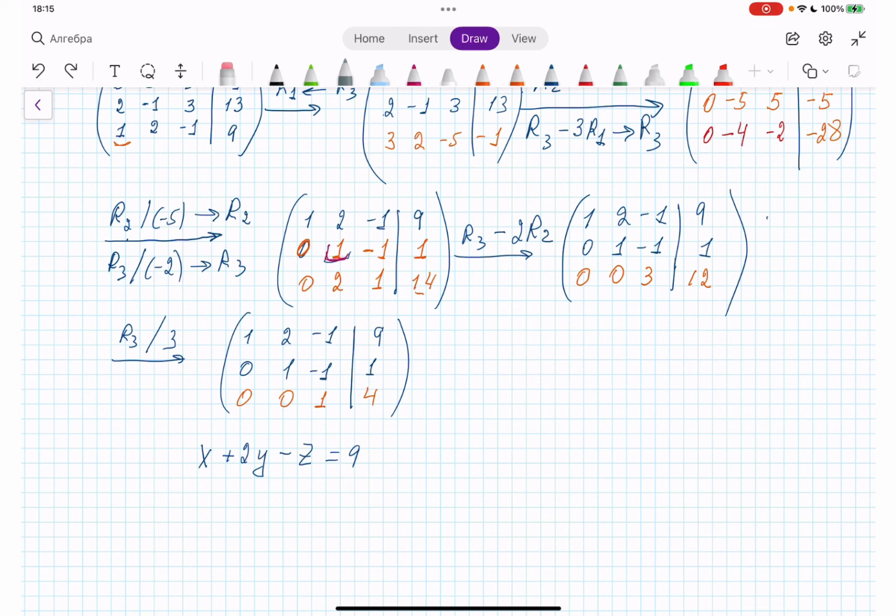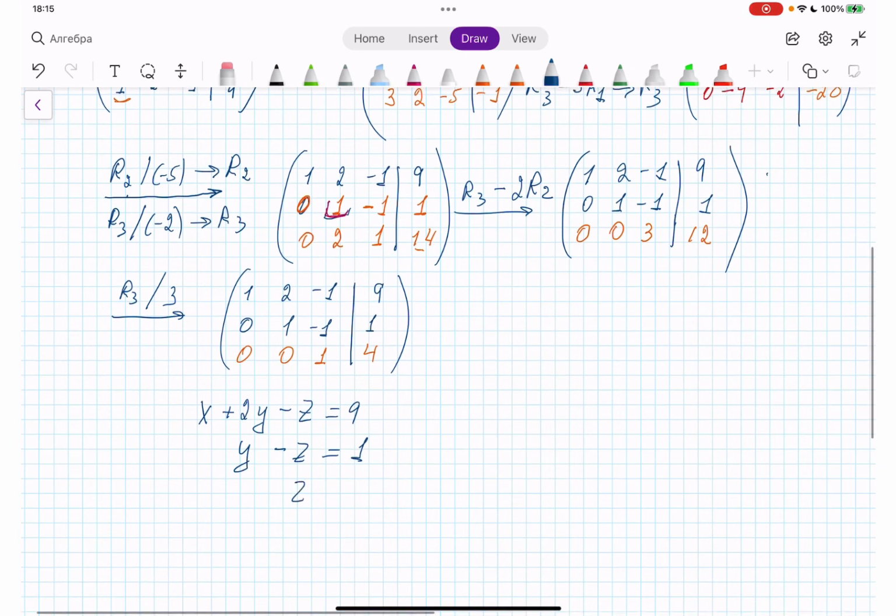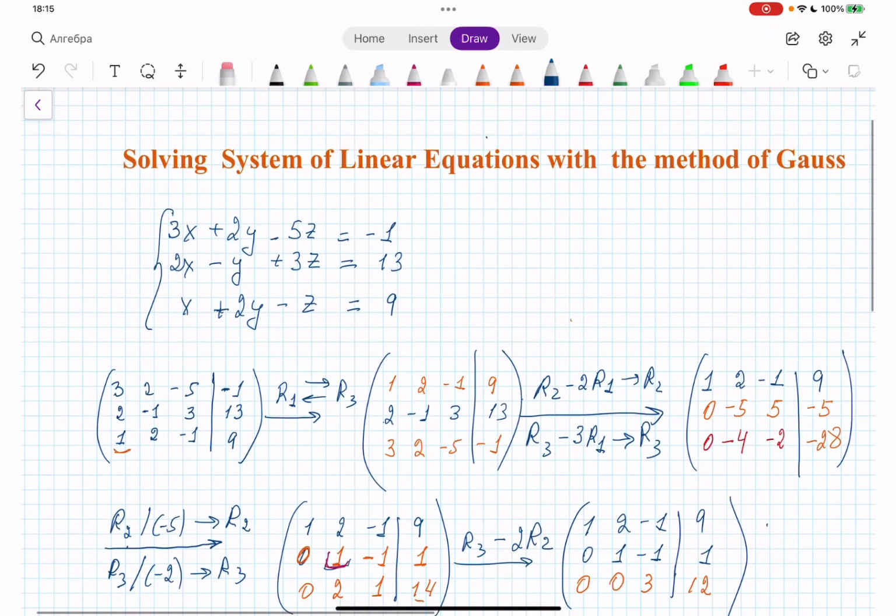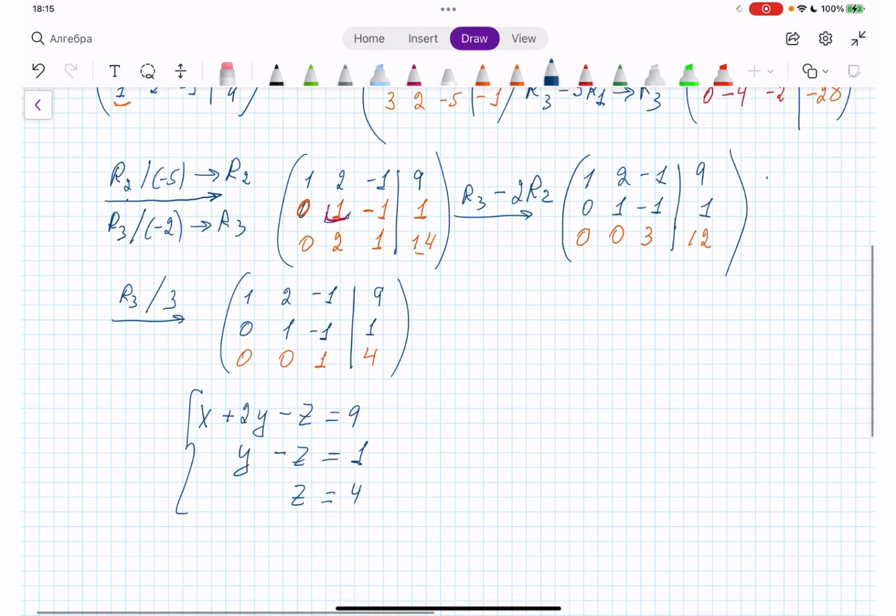Second one is going to be, I don't have x, it's 0, but I have y minus z is equal 1. And third one, I have only z is equal 4. Now look, from this equation, we arrive to this system of equations.